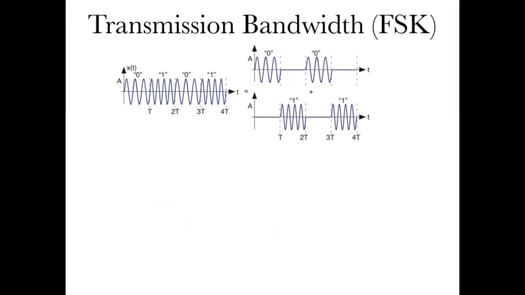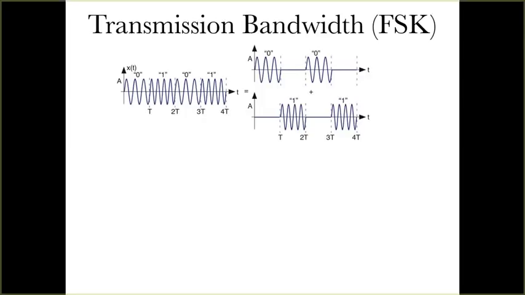Now, the transmission bandwidth for FSK is a bit more complicated to derive. So I'm again going to use my worst case bit sequence here.